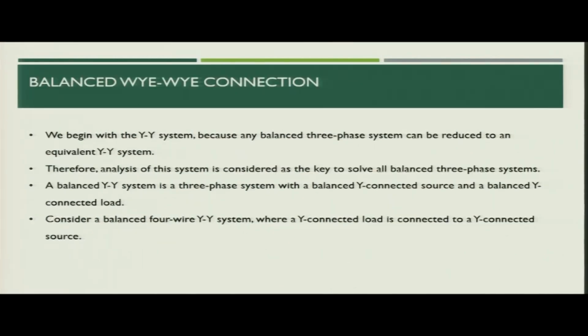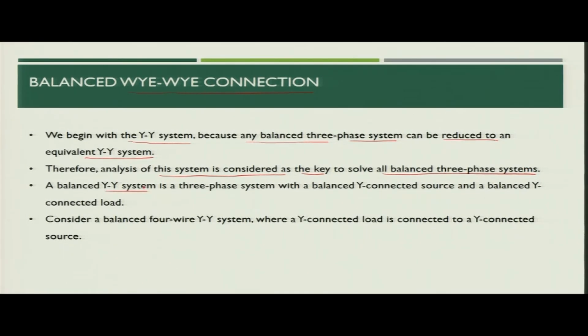Now, let us talk about the connections. We saw that there are four possible combinations, that is Y Y, Y delta, delta delta and delta Y connections between source and load. So, we will first start with Y connection for the source and load. Why we are starting with Y connection? Because any balanced 3-phase system can be reduced to a Y system with the help of star delta transformation. So, therefore, this system is considered as a key to solve all balanced 3-phase systems.